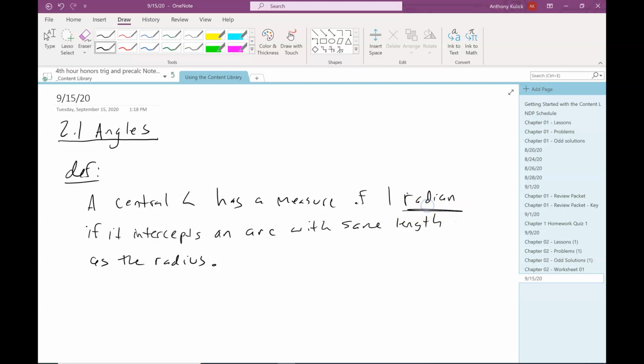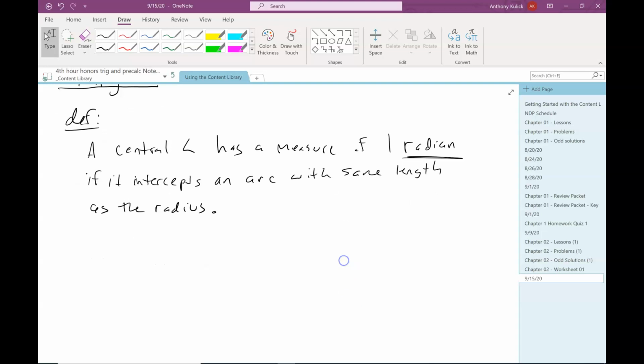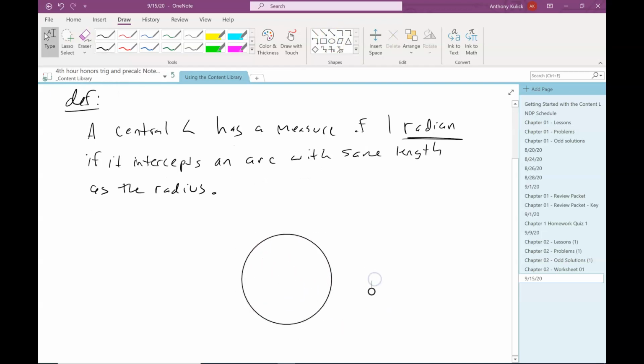So a radian, we'll say a central angle has a measure of 1 radian if it intercepts an arc with the same length as the radius. There's probably a couple of phrases or terms in here that we should review because they were things from geometry and it's been a couple of years. So when we say a central angle, what we're referring to is an angle whose vertex is at the center of some circle.